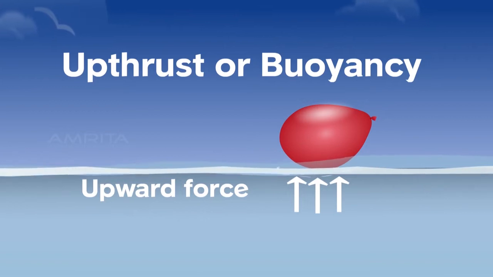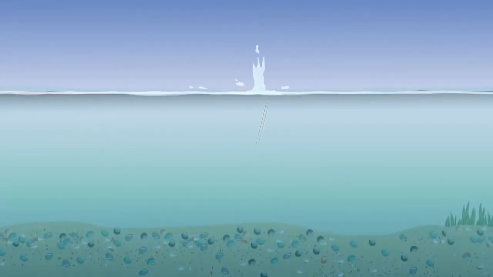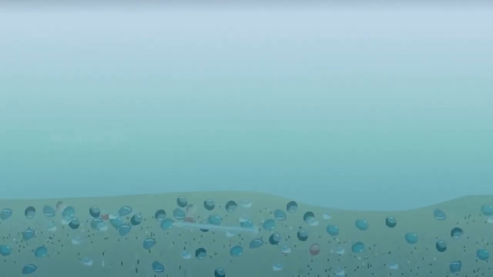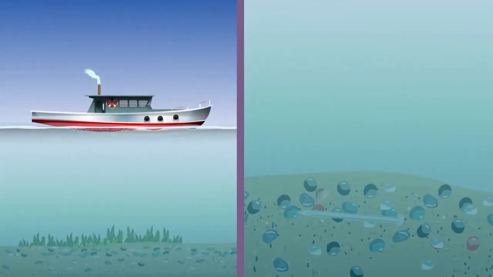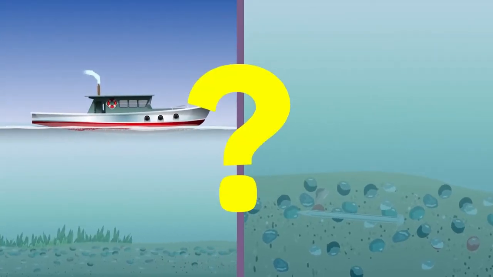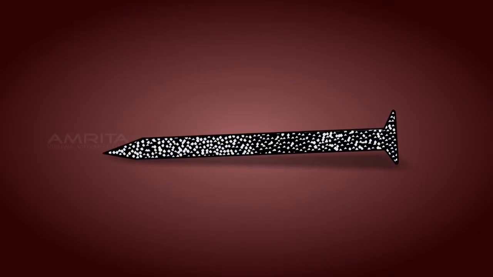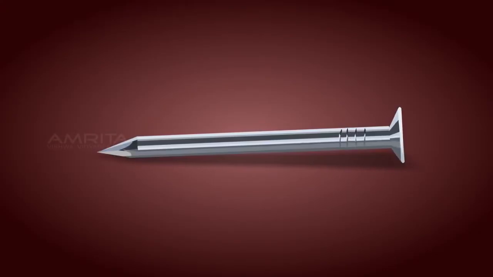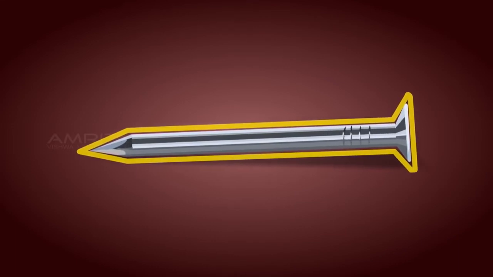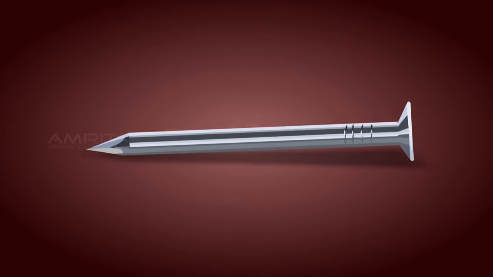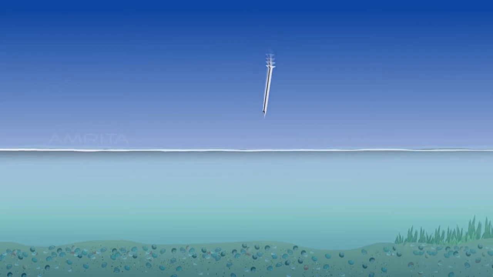called the buoyant force. Have you ever wondered why an iron nail sinks while a huge iron ship floats on water? Let's see. The iron nail sinks as it is solid and compact with less volume in water, and its density is greater than water. Thus, the upthrust exerted by water on the nail is less than the weight of the nail. This causes it to sink.